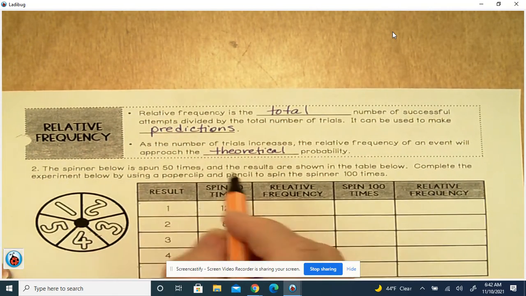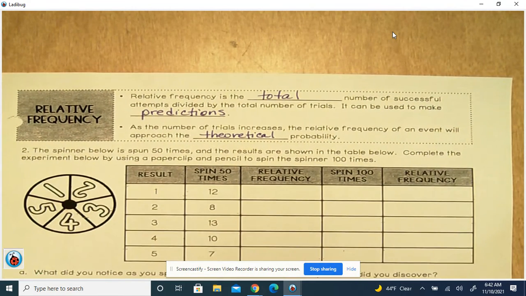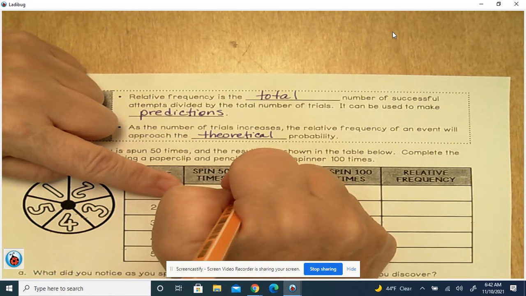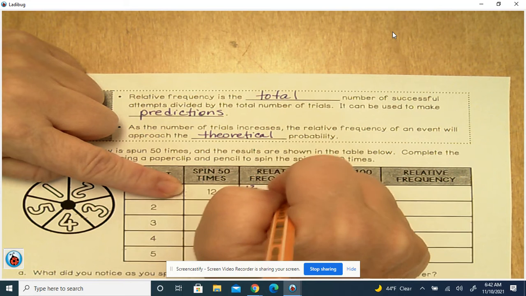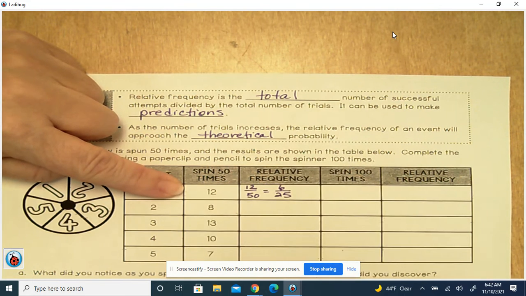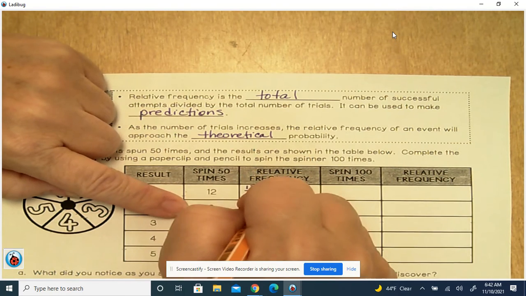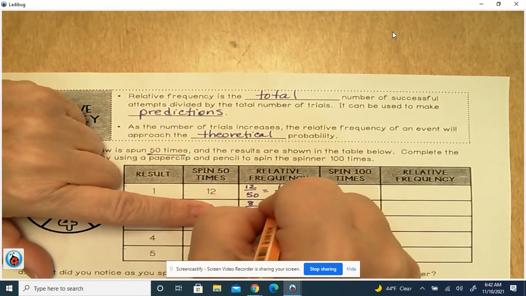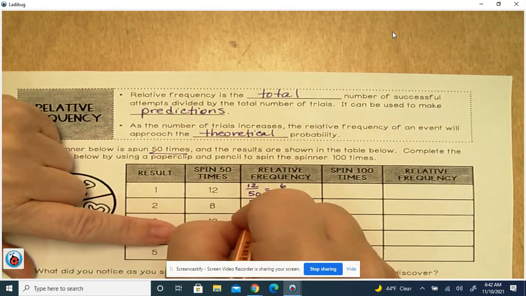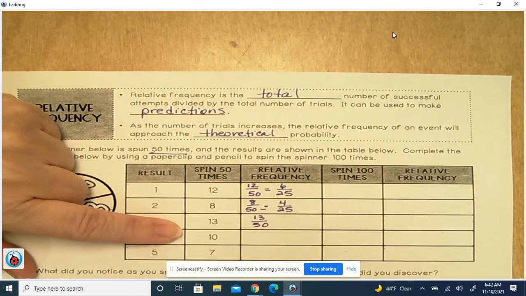All right, so this spinner has been spun 50 times, and here's what we got. What's the relative frequency? So the relative frequency here is going to be 12 out of 50, but we know that's going to reduce to 6 over 25. 8 over 50, remember it was spun 50 times, and that's going to reduce to 4 out of 25. 13 out of 50, 13's prime, so that's going to stay.